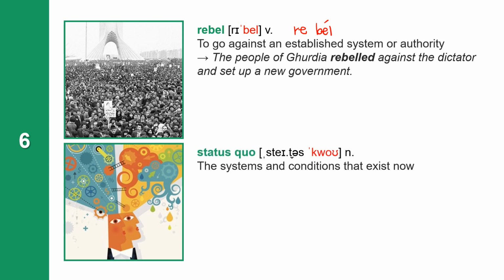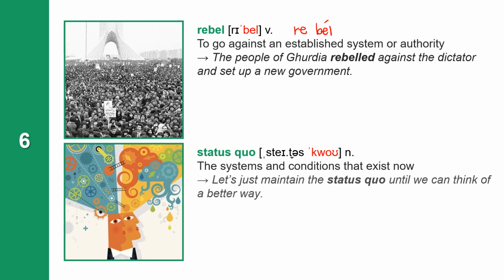The word is status quo. Some people read this as status quo, or some people read this as status quo. So I go by status quo, but you can read it either way if you want. Status quo is a noun. It means the systems and conditions that exist now. Let's just maintain the status quo until we can think of a better way. Status quo. Rebel. Status quo.